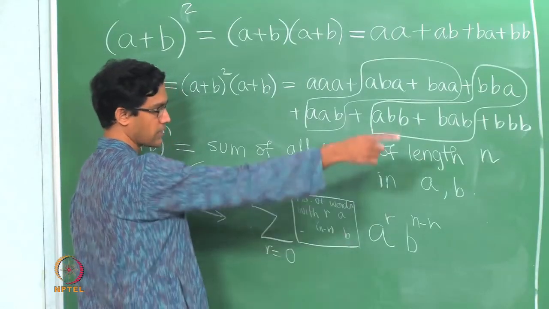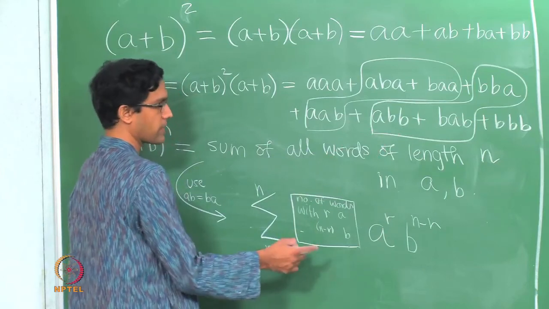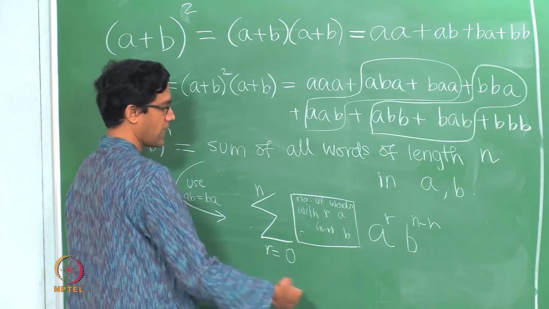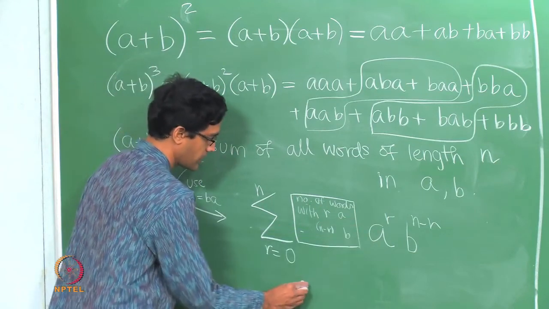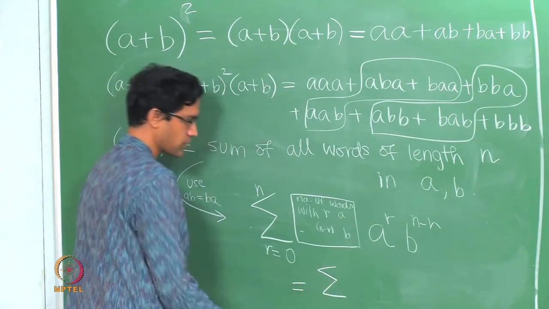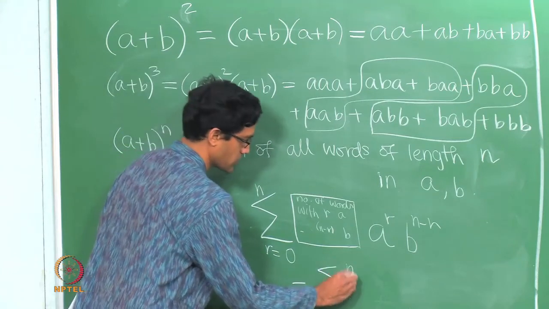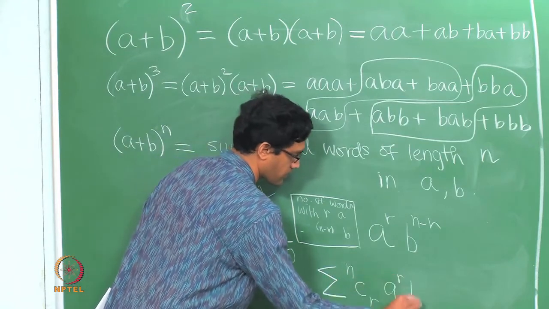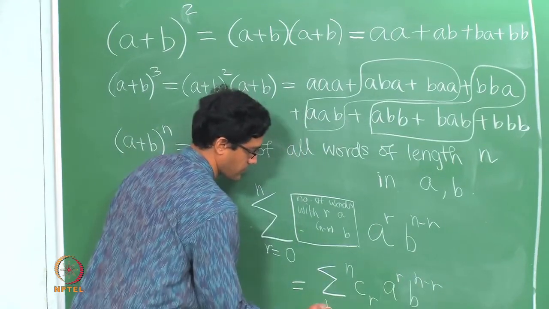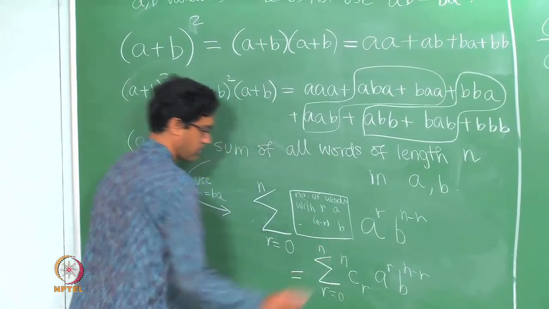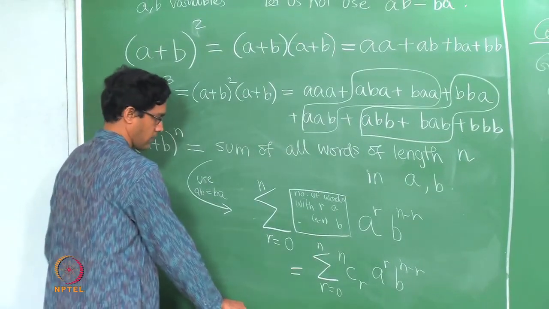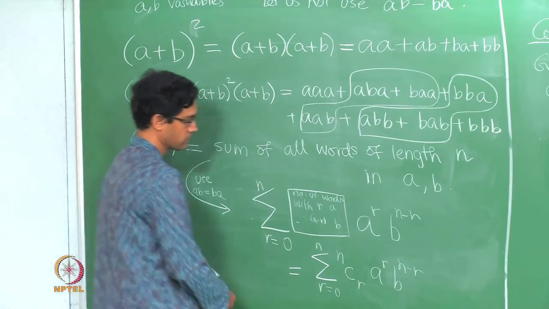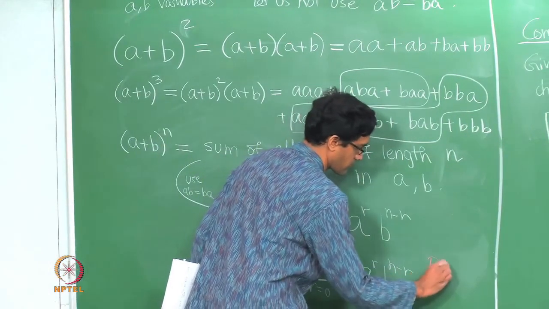We said, well, in general there I did 4 choose 2, but it's clear in general what it is: exactly n choose r, because a word of length n in which you have r A's is just determined by the positions where the A's occur. So this is just n choose r, or nCr, A power r B power n minus r, and that's exactly what we call the binomial theorem.